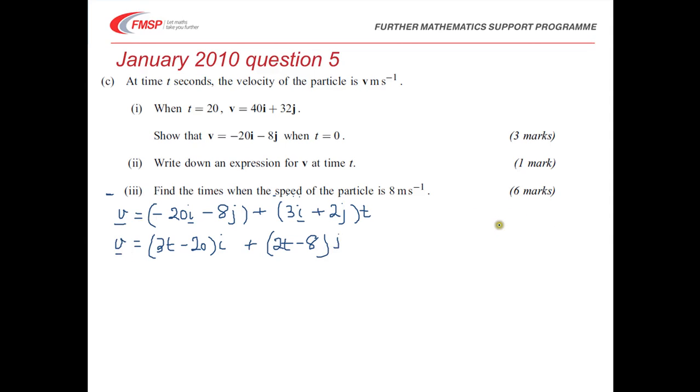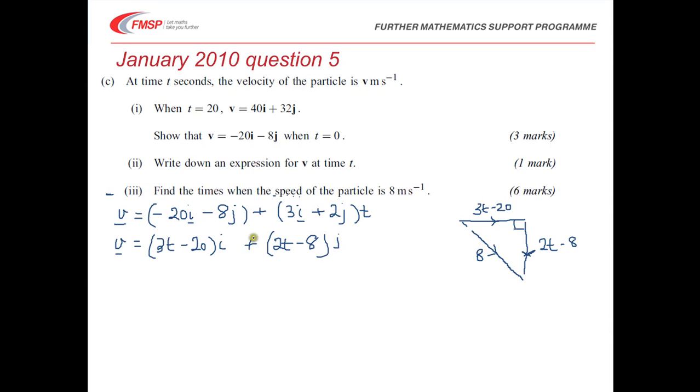And so basically you've got a situation where we know the velocity in this direction and we know the velocity in this direction, the i's and the j's. So this is 3t minus 20 and this is 2t minus 8. This is only a little diagram to help us, so it doesn't need to be too accurate. What we are told is that the speed is 8. And remember, this is i and j, so they are at a right angle. So we can actually just use Pythagoras' theorem.